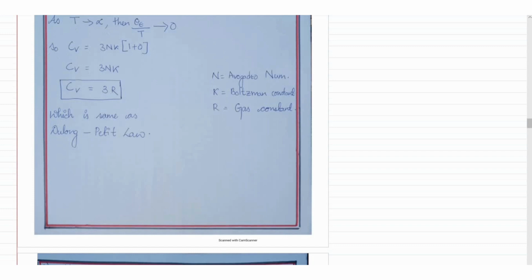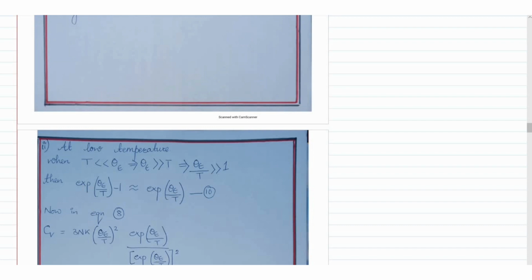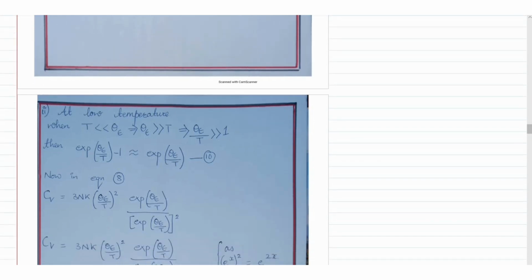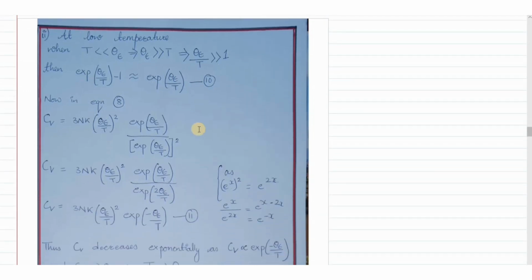So now at low temperature, when T is less than theta E, that is theta E is greater than T, then exponential theta E by T minus 1 is equal to exponential theta E by T. As theta E by T is a large quantity, we can neglect this minus 1. This is our equation number 10. So now in equation number 8, we can write that Cv is equal to 3n k (theta E by T) whole square, exponential theta E by T, we are neglecting minus 1, divided by (exponential theta E by T) whole square.